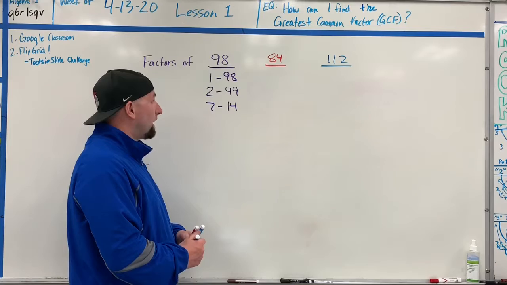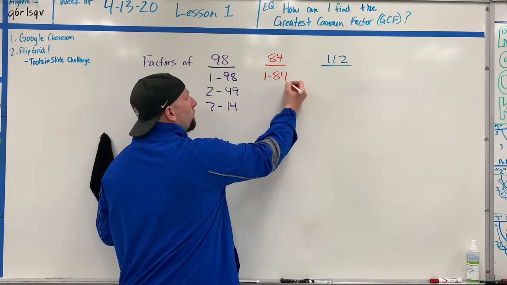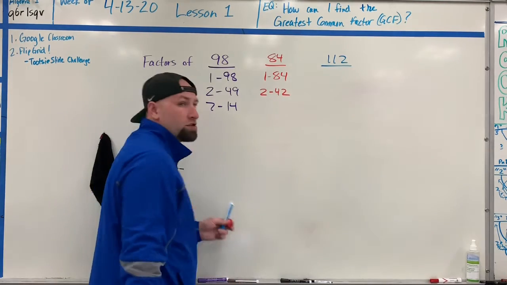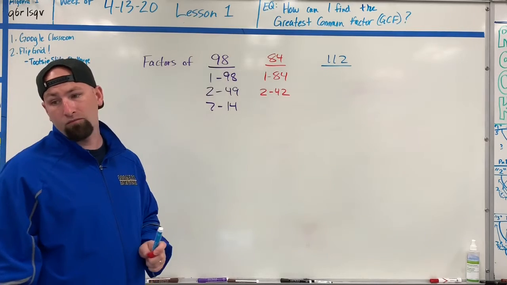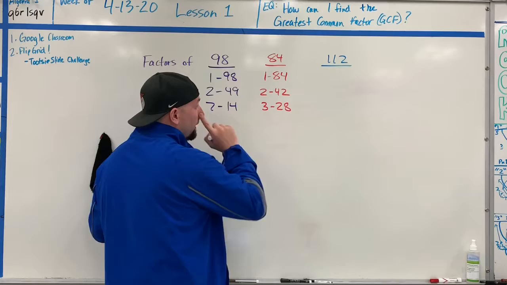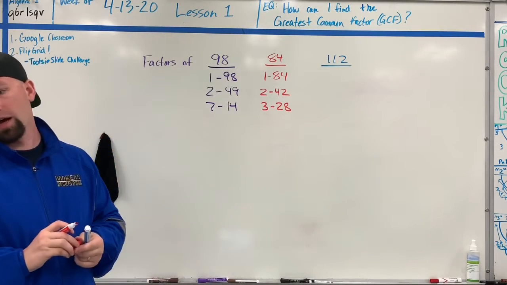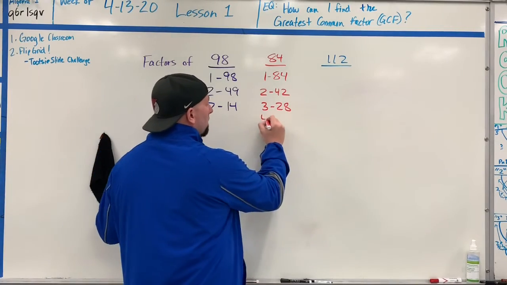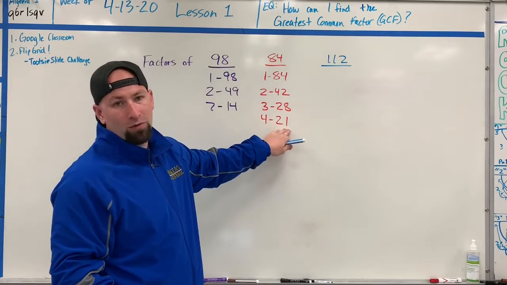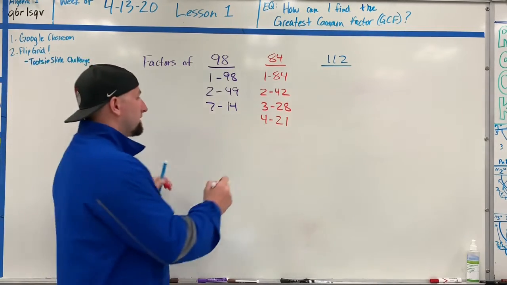All right, so now we go to 84. We know, like I said, 1 and 84. 2 and 42. 3 and 28. So what you could do is go 84 divided by 3, it equals 28. There you go. 4 and 21. Now, if you want 84 divided by 4, you'd get 21. If it was a decimal, that wouldn't be a factor. 6 and 14.